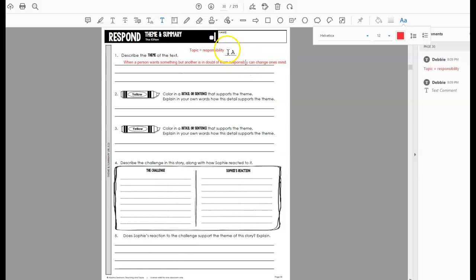So the topic is responsibility. Did I get it now? Responsibility can change one's mind. So when Sophie started showing that she could be responsible, it was able to change her mind.